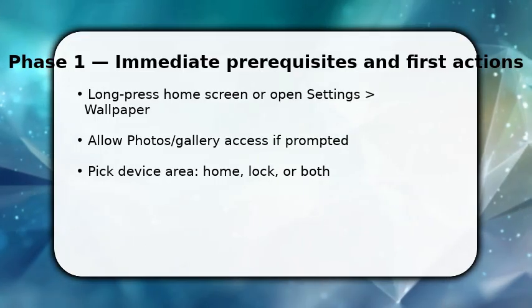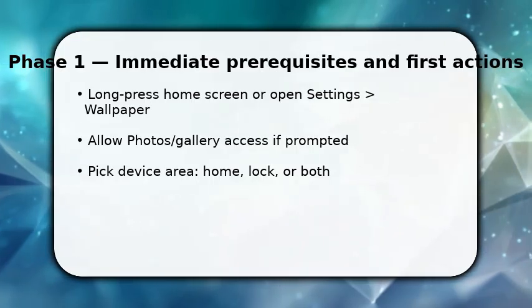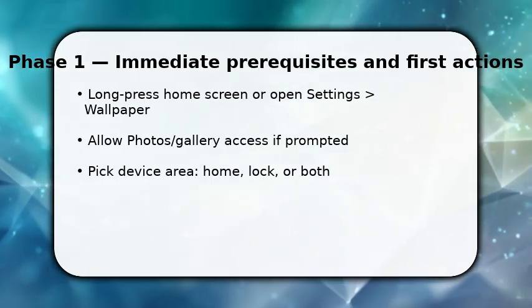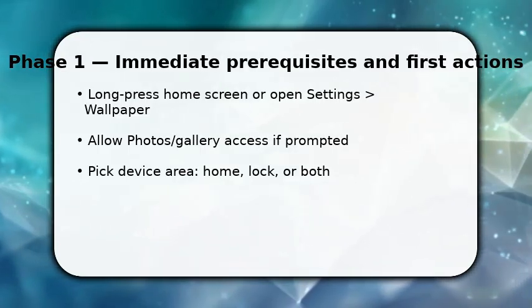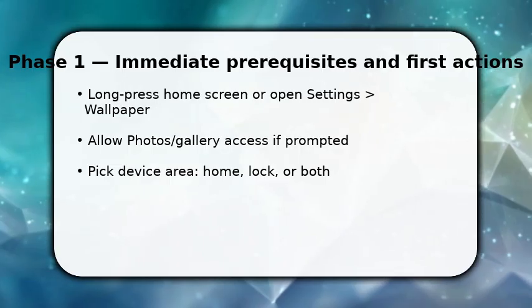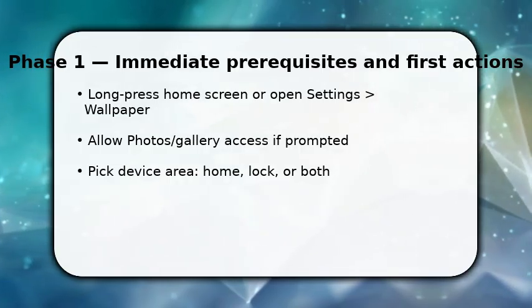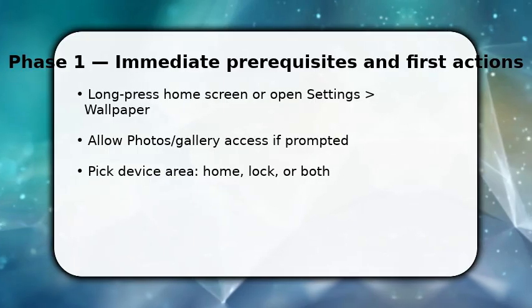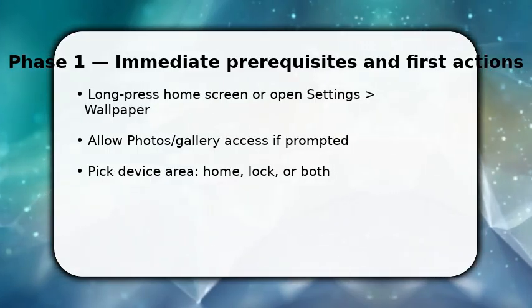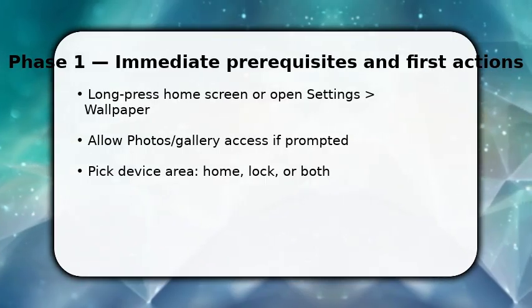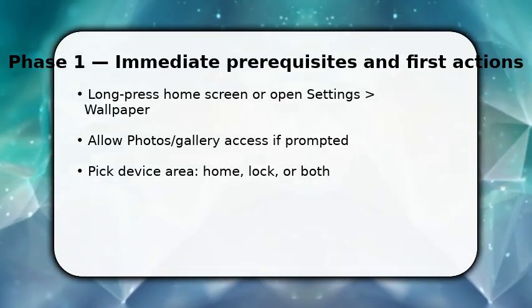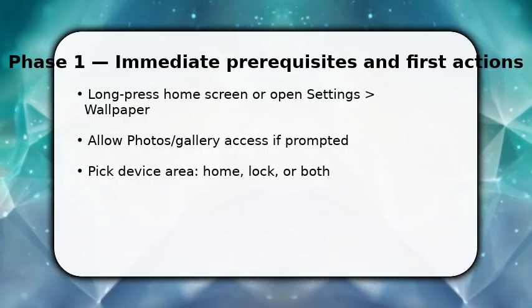You begin by getting straight to wallpaper controls. Long press the home screen or open settings, then wallpaper. Once there, grant photos or gallery access so you can pick an image. Next, tap the wallpaper chooser to see recent photos, default images, and live options. Make sure to select whether you want the change on your home screen, lock screen, or both. That choice determines cropping and motion behavior, so decide now before you move on.